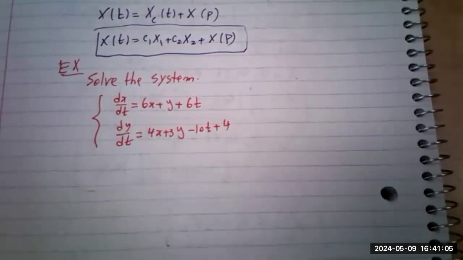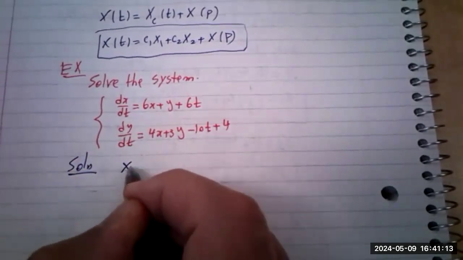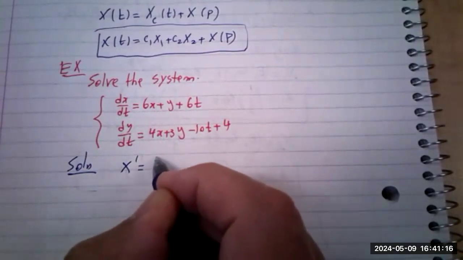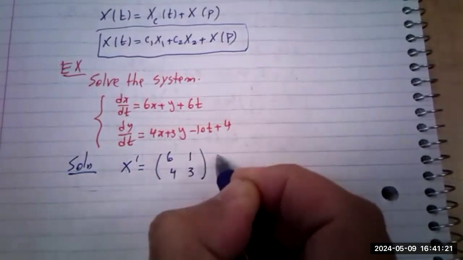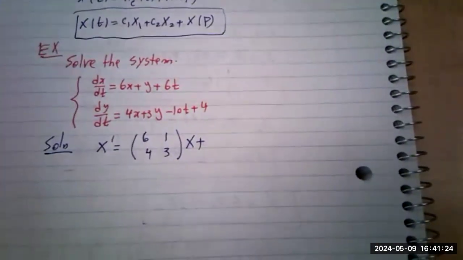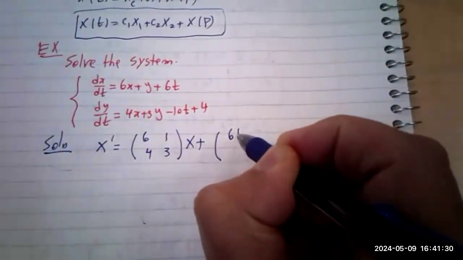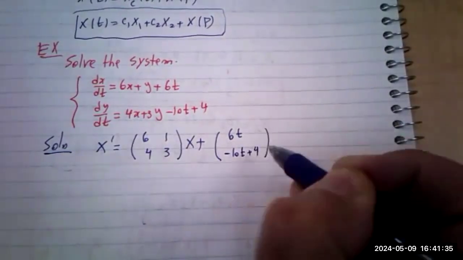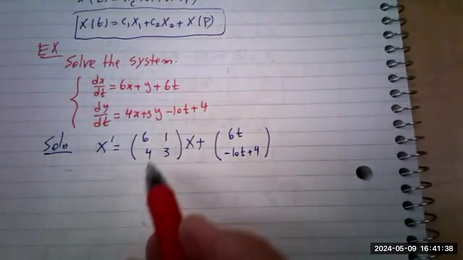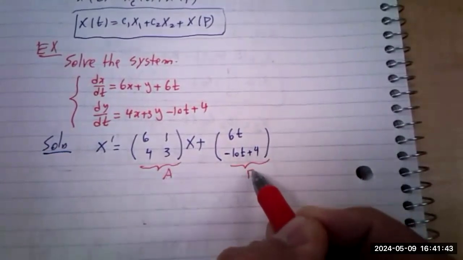So just change it so that you can have your f of t. Okay, solution. This is going to be the system. When you change it to the matrix form, it's going to be x prime equals the matrix 6, 1, 4, 3 times x. Now the function matrix: the first component is 6t, the second component is negative 10t plus 4. This is going to be your function. As we talk about it, this is going to be your A, and this is going to be your f of t.